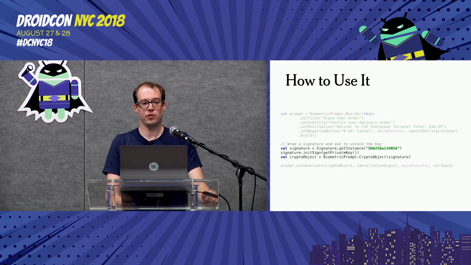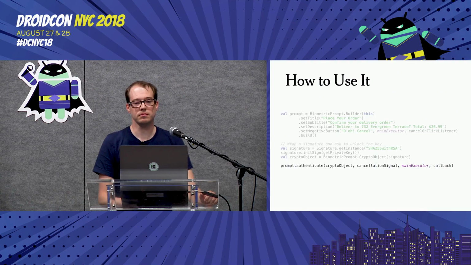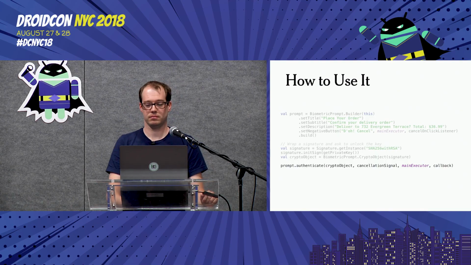Since you're going to use this to unlock an encryption key for some purpose, be it signing or encryption or decryption, you go ahead and create a signature, load the key into it, and apply it to the crypto object, which is a sort of wrapper that the biometric prompt provides for wrapping that encryption primitive. And finally, you're just going to say authenticate. And that'll throw up the dialog.